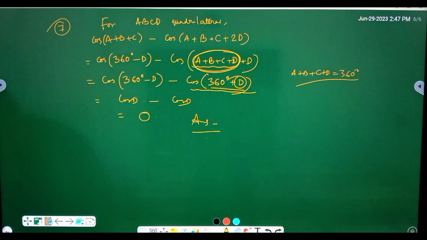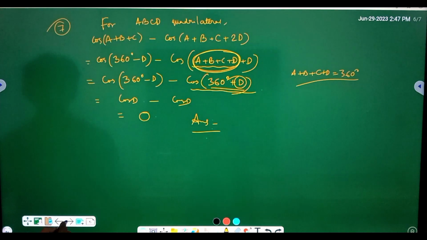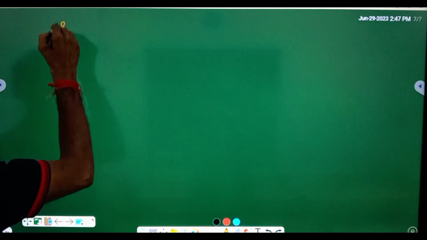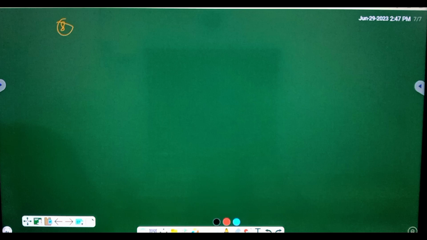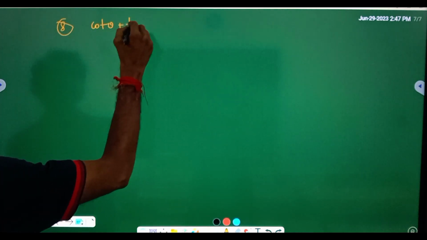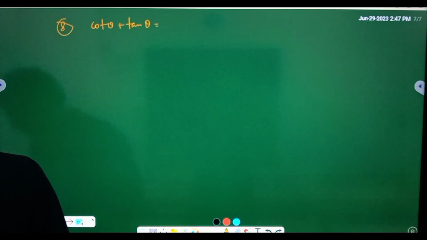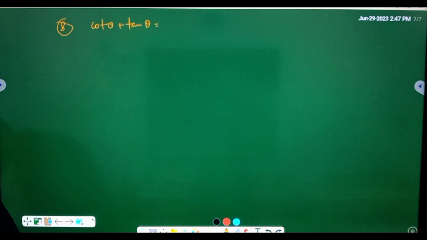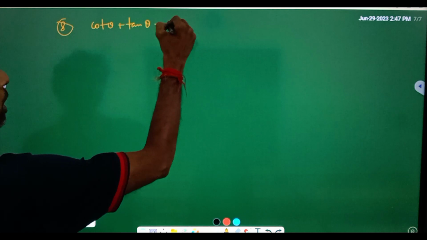After that, I'm moving on to the next problem, problem number 8. Okay, no problem. The problem is to solve cot theta plus tan theta equals 2 sec theta. Cot theta plus tan theta, that's going to be 2 sec theta. That's our problem.